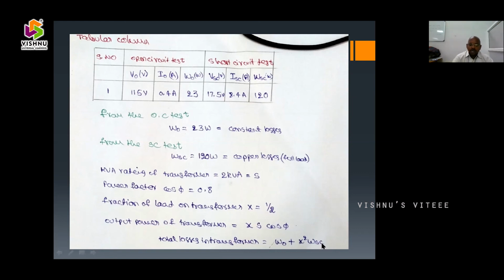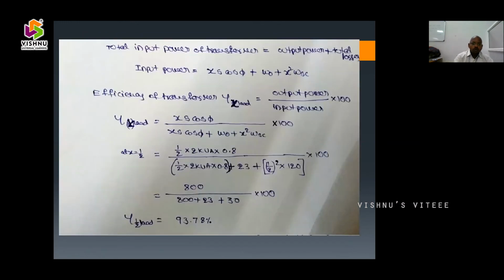After getting the total loss in the transformer, we substitute W naught and WSC in the total loss equation. The total input power of the transformer is output power plus total losses. So input power is equal to output power, x S cos phi, plus total losses, W naught plus x square WSC. Now we substitute these formulas in the efficiency of the transformer.